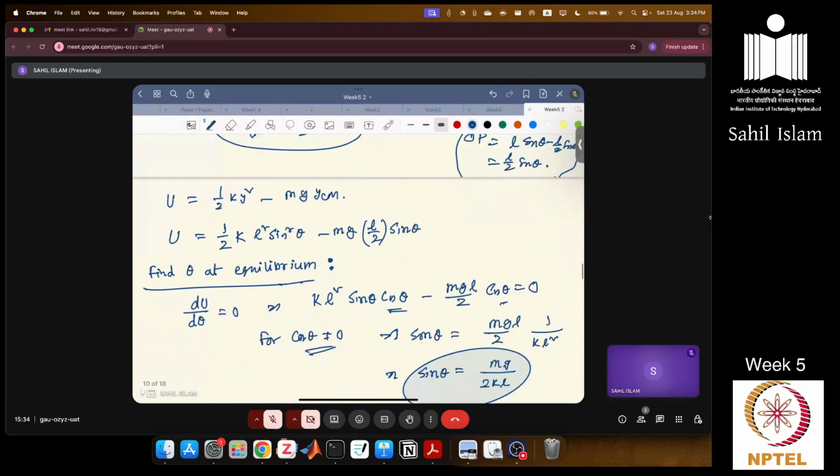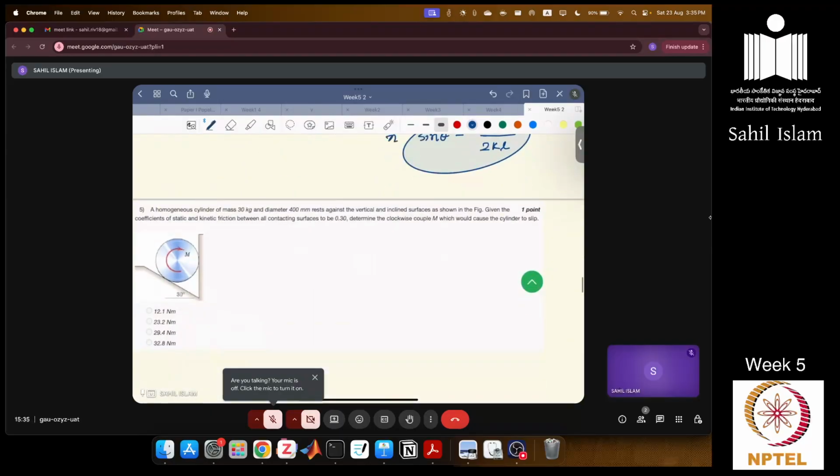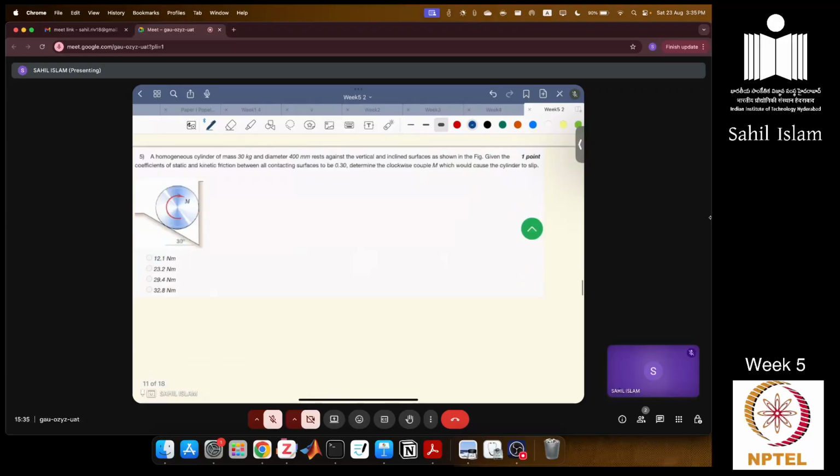Okay, let's go to the next problem. It is about friction. It says a homogeneous cylinder of mass 30 kg and diameter 400 millimeters. So we are given mass 30 kg and diameter 400 millimeter, which is 0.4 meter. So radius is 0.2 meter, against the vertical or inclined surfaces as shown in the figure.